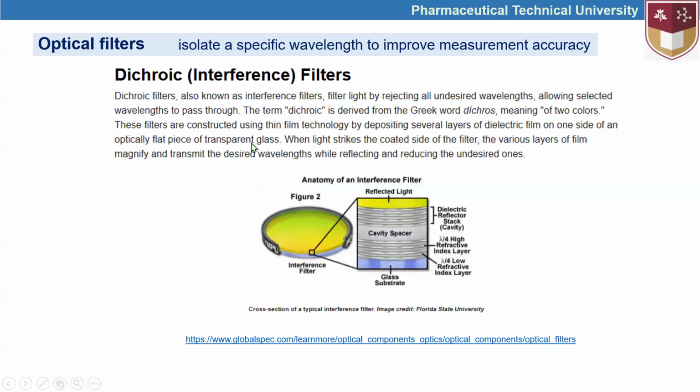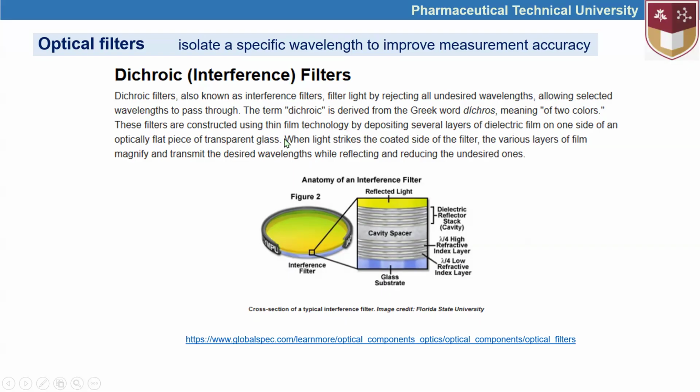Okay, and this is about dichroic filters. Dichroic filters support interference. They support constructive interference. Dichroic filters, also known as interference filters, filter light by rejecting all undesired wavelengths, allowing selected wavelengths to pass through. And the term dichroic is derived from the Greek word dichros, meaning of two colors.